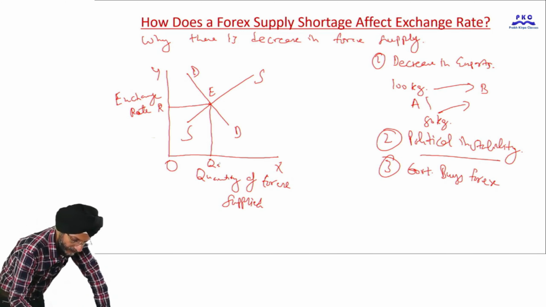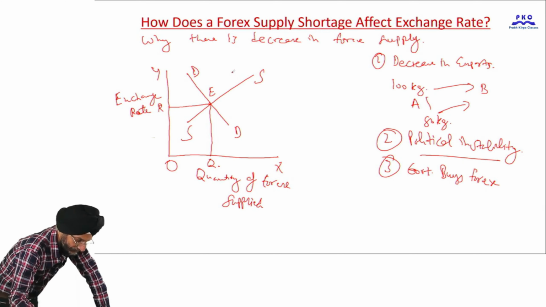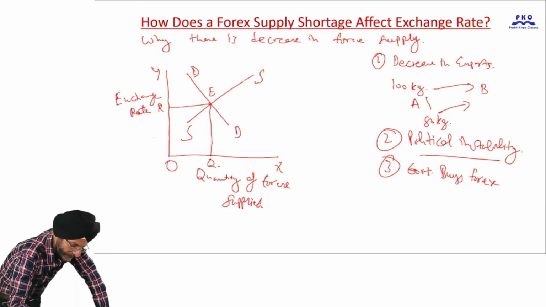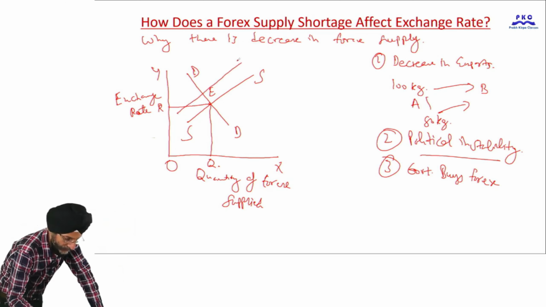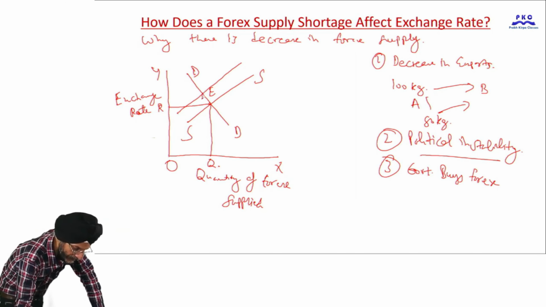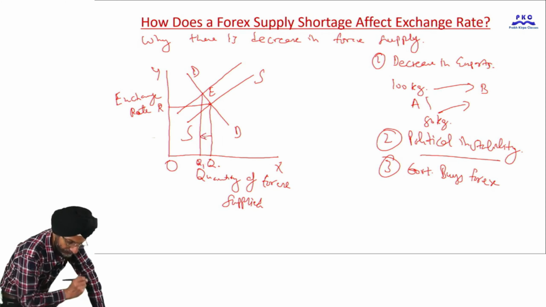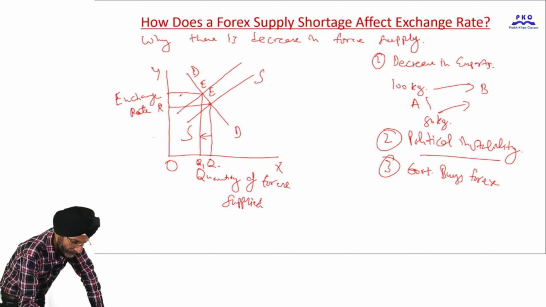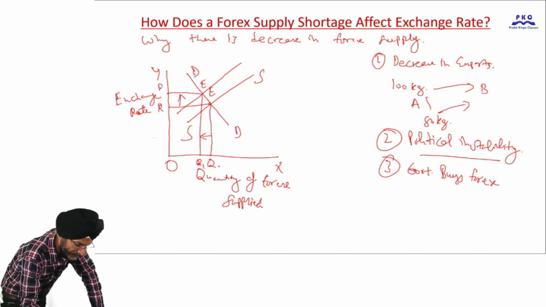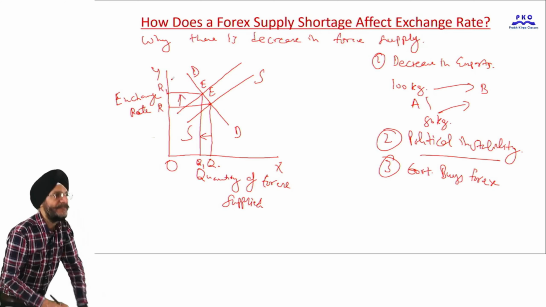If the supply decreases, it means that the supply curve shifts upward or to the left. If the supply decreases, it becomes OQ1. Then equilibrium point also shifts upward and exchange rate also shifts upward.